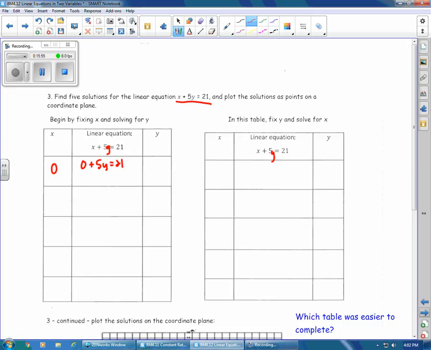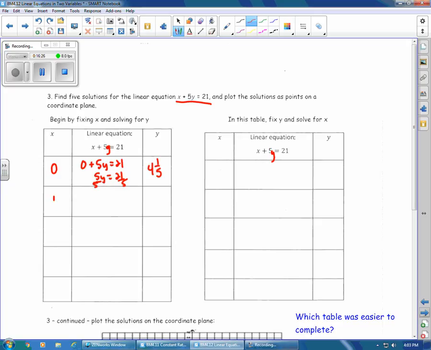So I'll have to solve that 5y equals 21. Divide both sides by 5, and my y is going to be 4 1/5, or 21/5. Okay, well, that worked, and it wasn't that hard. So let's see what happens if I stay in the same kind of pattern that I've been doing.